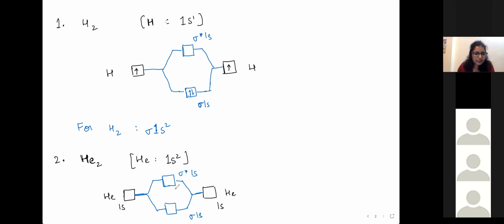Oh, Ritu has already got it, yes. So total, each helium has 2 electrons originally, right? So this is paired up over here, this is paired up over here. So when the 2 helium atoms combine, you have a total of 4 electrons. So you need to distribute 4 electrons in these energy levels.